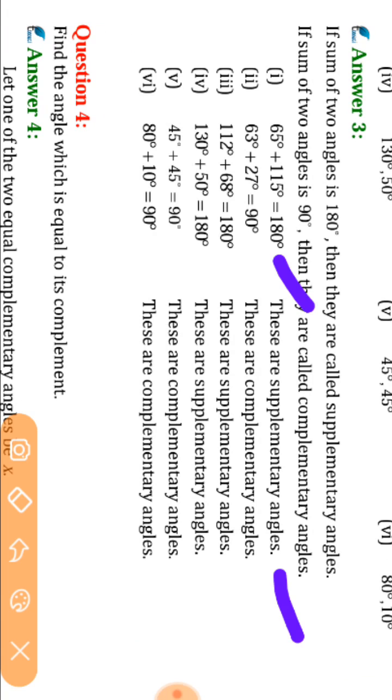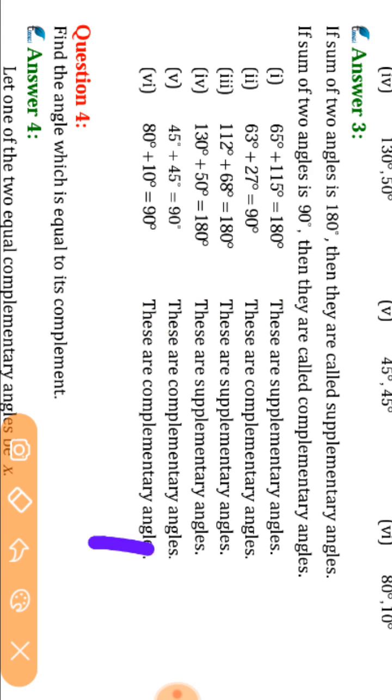And 63 and 27 give 90, so it is complementary. 112 and 68 give 180, it is supplementary. 130 and 50 degrees give 180, it is supplementary. 45 and 45 give 90 degrees, it is complementary. And 80 degrees and 10 give 90, so these are complementary angles. So this is how you have to write.